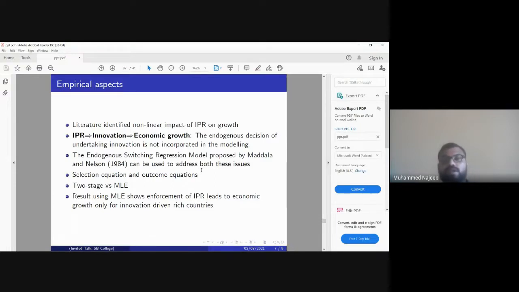So far I have overcome these two problems. One is the omitted variable bias due to not incorporating the endogenous decision of undertaking innovation as modeled by Romer into the econometric specification, and at the same time I can identify this non-linearity also. My result is showing that the enforcement of intellectual property right leads to economic growth only for innovation-driven rich countries, not for all the countries. I'm not going into much detail. I'm also expecting your presentations.